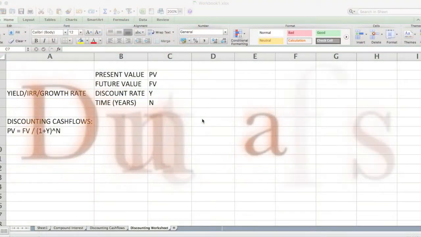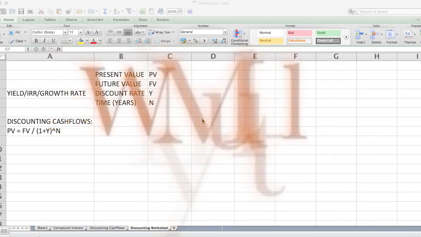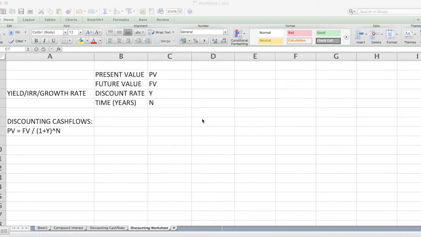This video is a follow-up to the first video on discounting cash flows. In this one, I want to show how a spreadsheet is super useful for showing multiple future payments and what they're figuring out through the discounting cash flows formula, what those multiple payments are worth today.